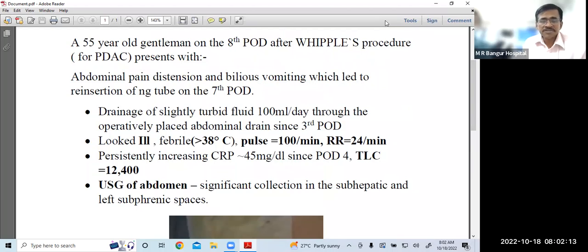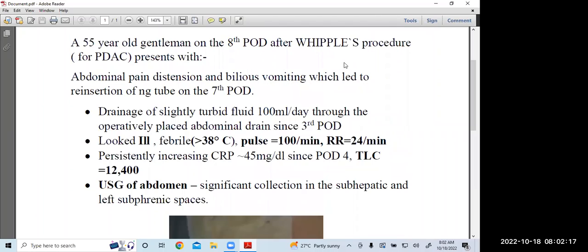So there is the scenario, Dr. Bhattacharya, please. Good morning, sir. Good morning. Based on this scenario, what do you think is the probable complication from which this particular patient of pancreaticoduodenectomy is suffering?